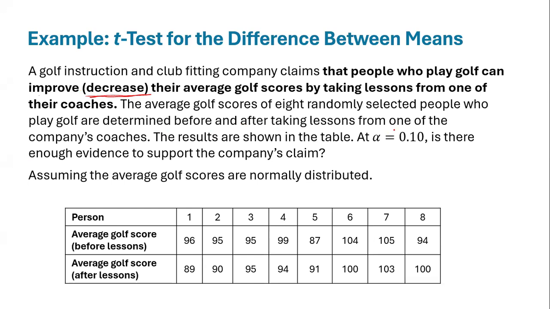The average golf scores of 8 randomly selected people who play golf are determined before and after taking lessons. Whenever you see samples and you have the result from before and after something, that tells you that you have a dependent sample. The results are shown in this table. If alpha is 10%, is there enough evidence to support the company's claim, and assume that the average golf scores are normally distributed?